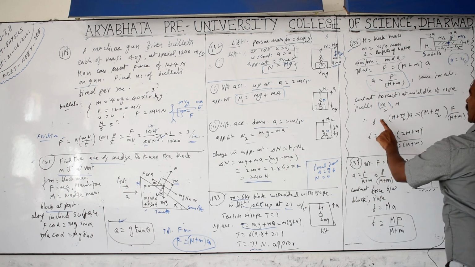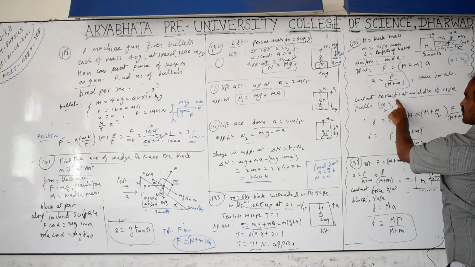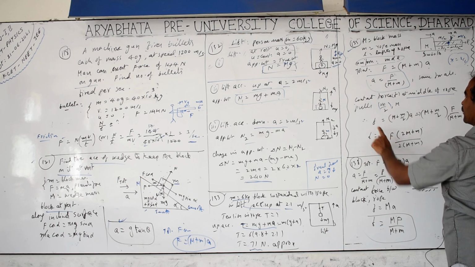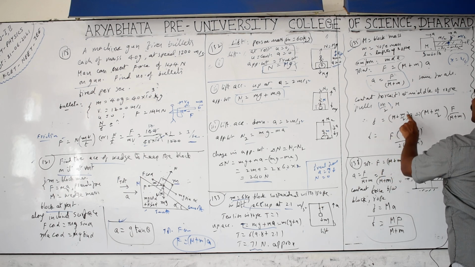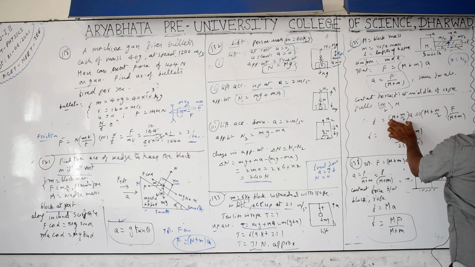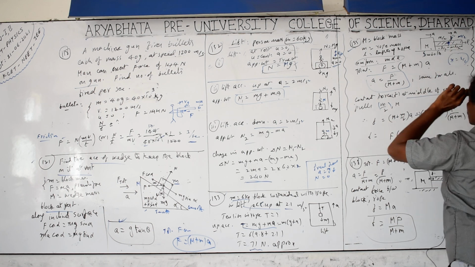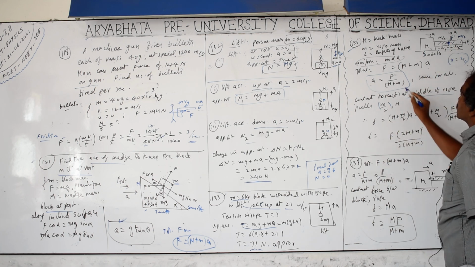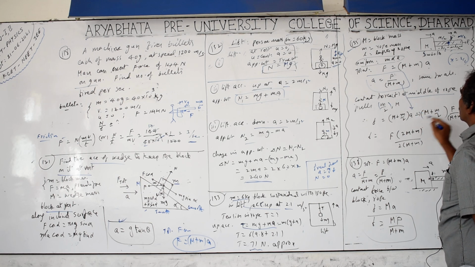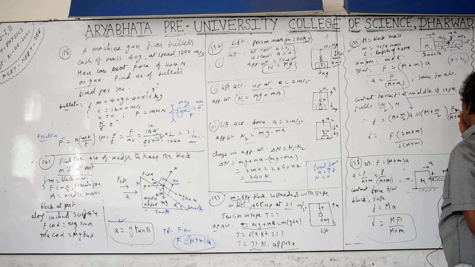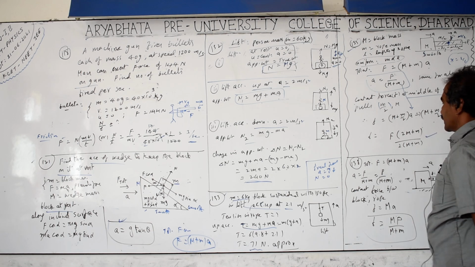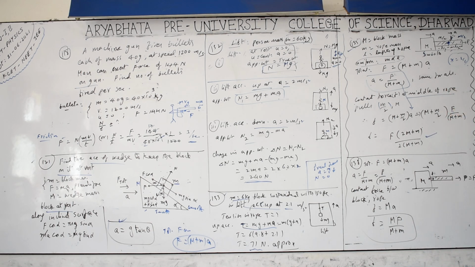The contact force F, the symbol you have taken, can be taken as a tension T, equals M plus m by 2 into a. This is the mass the contact force is pulling, and a we substitute from here: a equals F by M plus m. Taking LCM, you get 2M plus m by 2 into F by M plus m. You just need to be careful with the symbols, which is capital M and which is small m here.